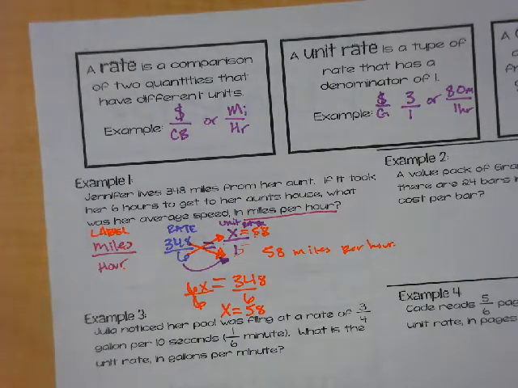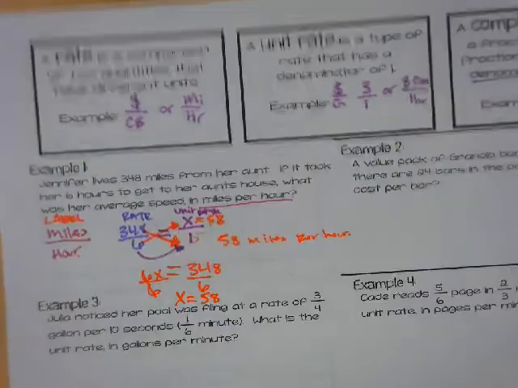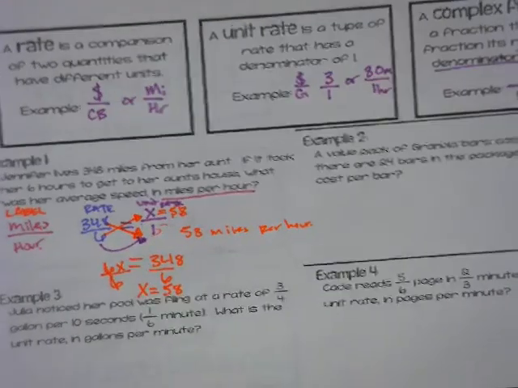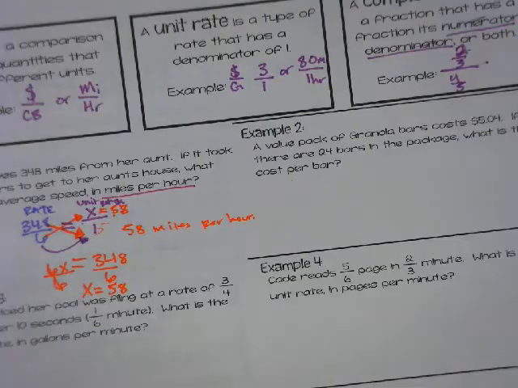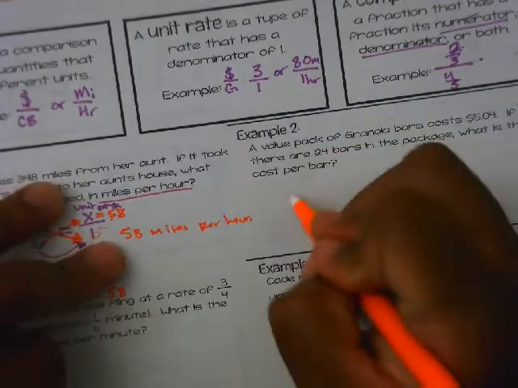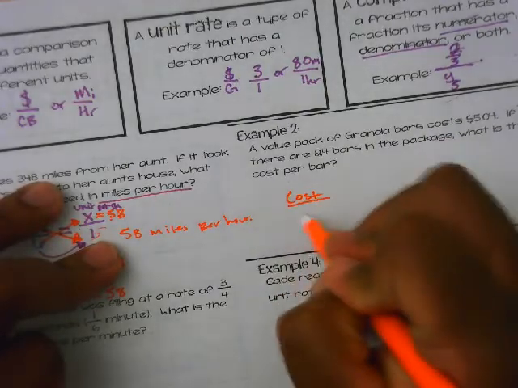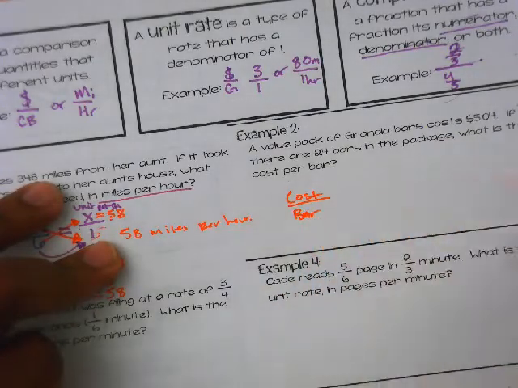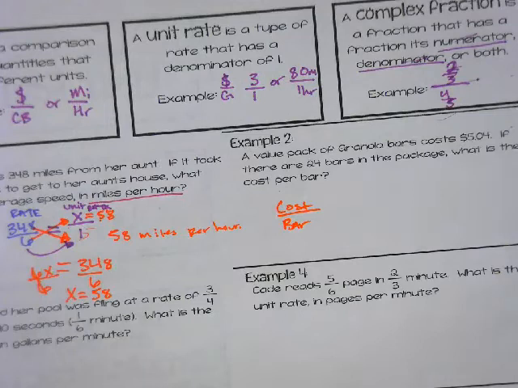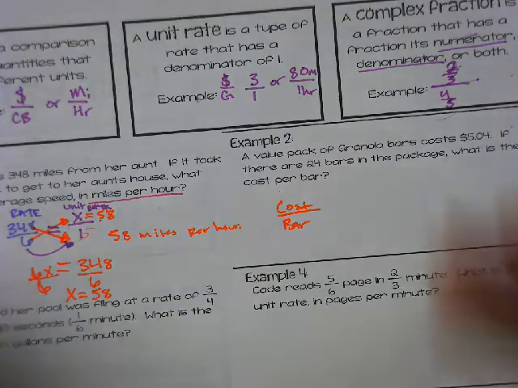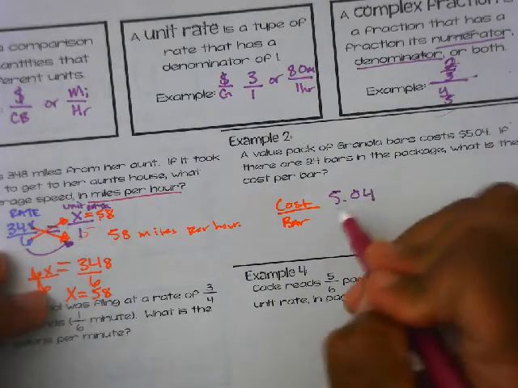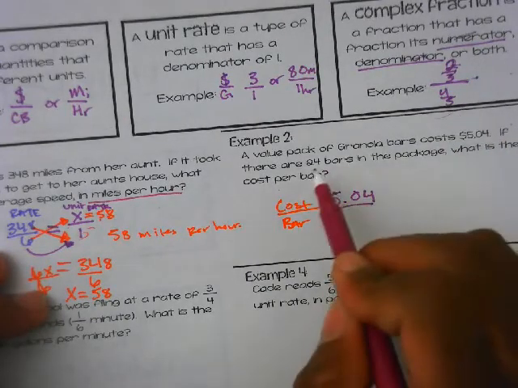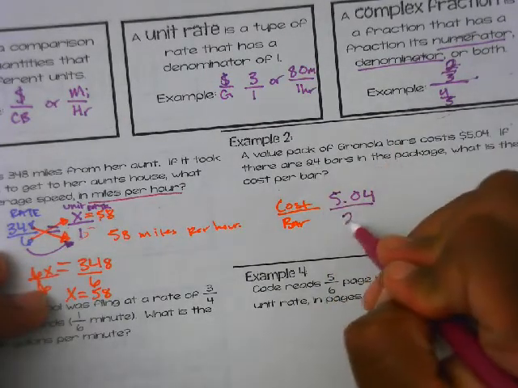Example number 2 says a value pack of granola bars is $5.04. If there are 24 bars in the package, what is the cost per bar? So we start with our label, the cost per bar. So on top, I'm going to put the cost, it's 504, and per the bar is 24.